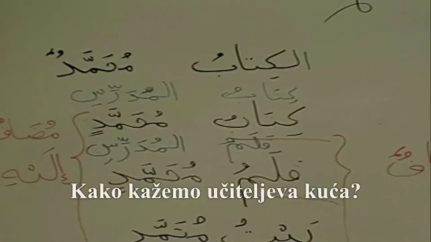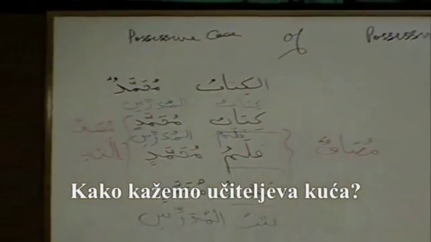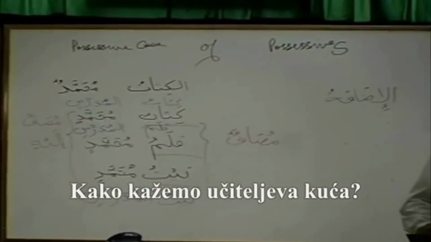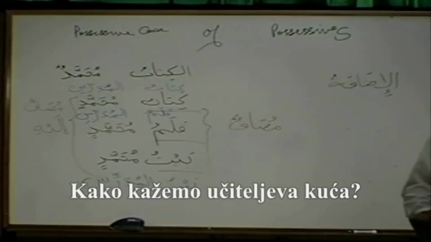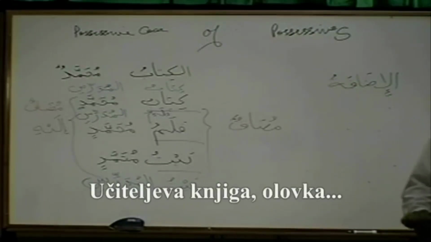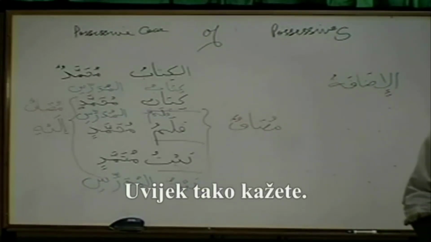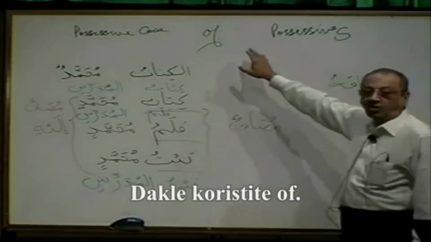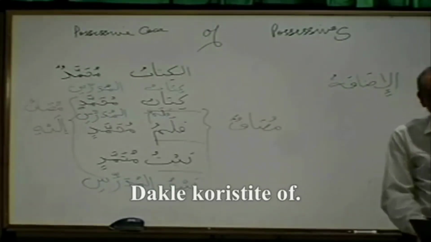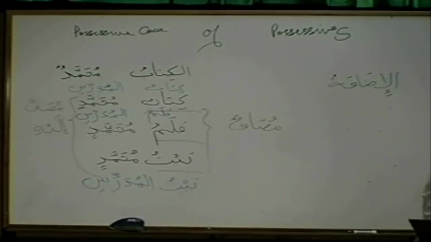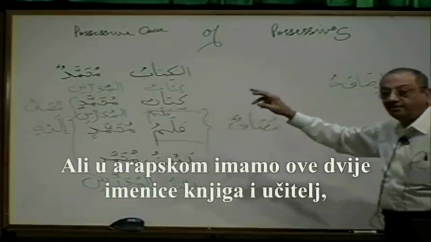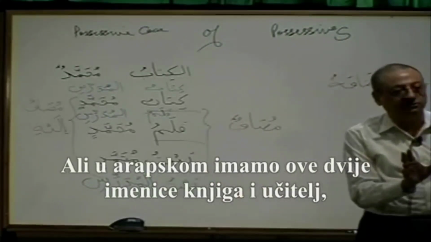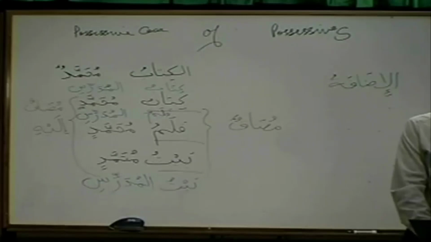How do you say the house of, I say house of teacher. How do you say in English? House of the teacher. The book of the teacher. The pen of the teacher. You always say it like that. Or you say teacher's house, teacher's pen, teacher's book. You use possessive s. Are you with me? But in Arabic, we have these two nouns, book and teacher, or book and Muhammad.